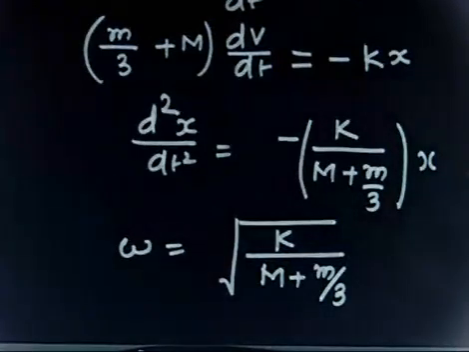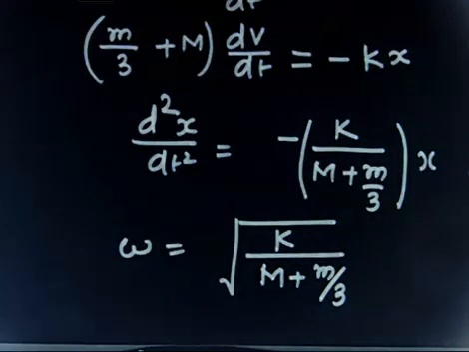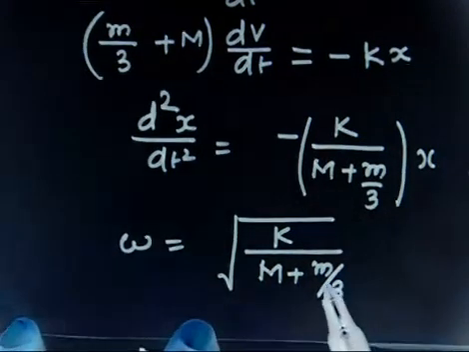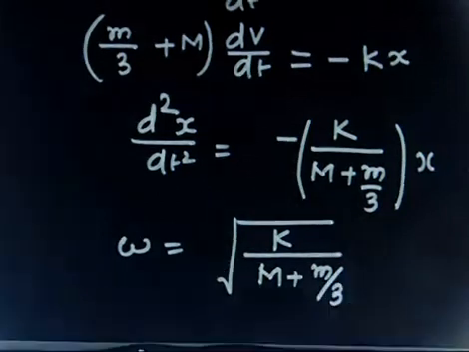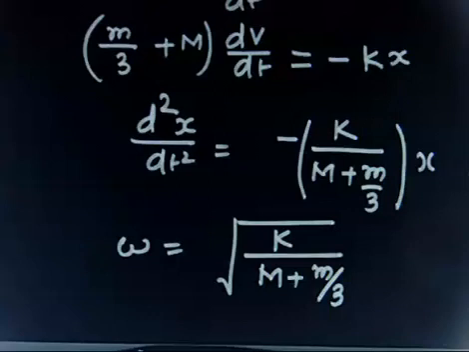Now if you see this equation, if a spring is massless, this m will be 0. In that case the time period will be simply 2π√(m/k). But if the spring is not massless, you have to add an equivalent mass, that is m by 3. You don't have to add the whole mass of the spring. You have to add only m by 3 mass of the spring.